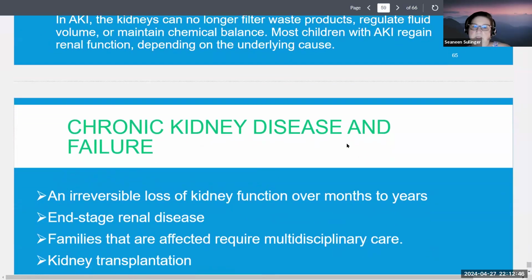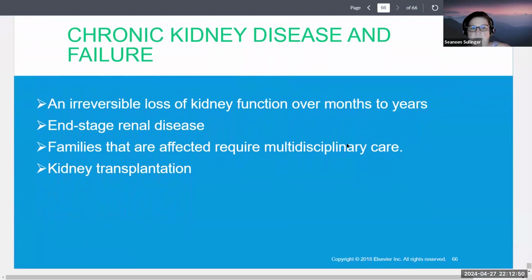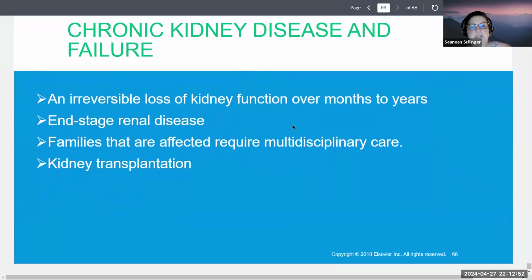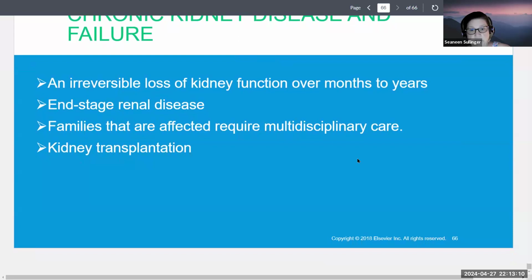And then chronic kidney disease and failure, so irreversible loss, end-stage renal disease. We see this a lot. I think some of you are on the dialysis unit in first semester. And so you may see those will be adults, generally speaking. Children would go to a specialty center to have dialysis. But multidisciplinary care, sometimes kidney transplantation.